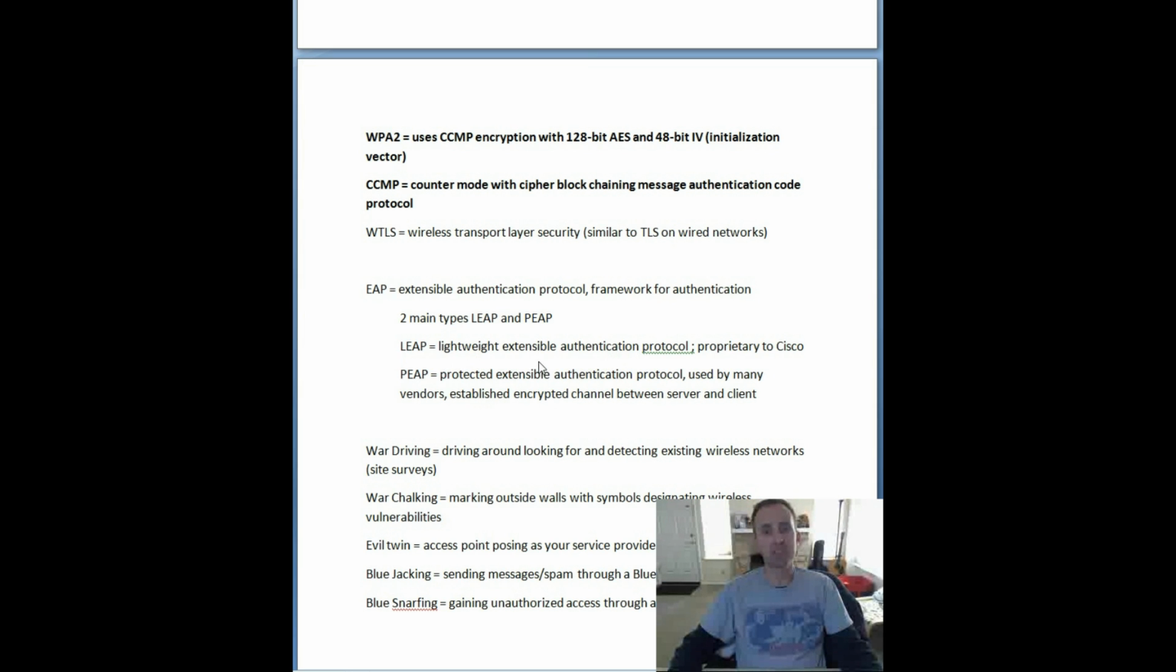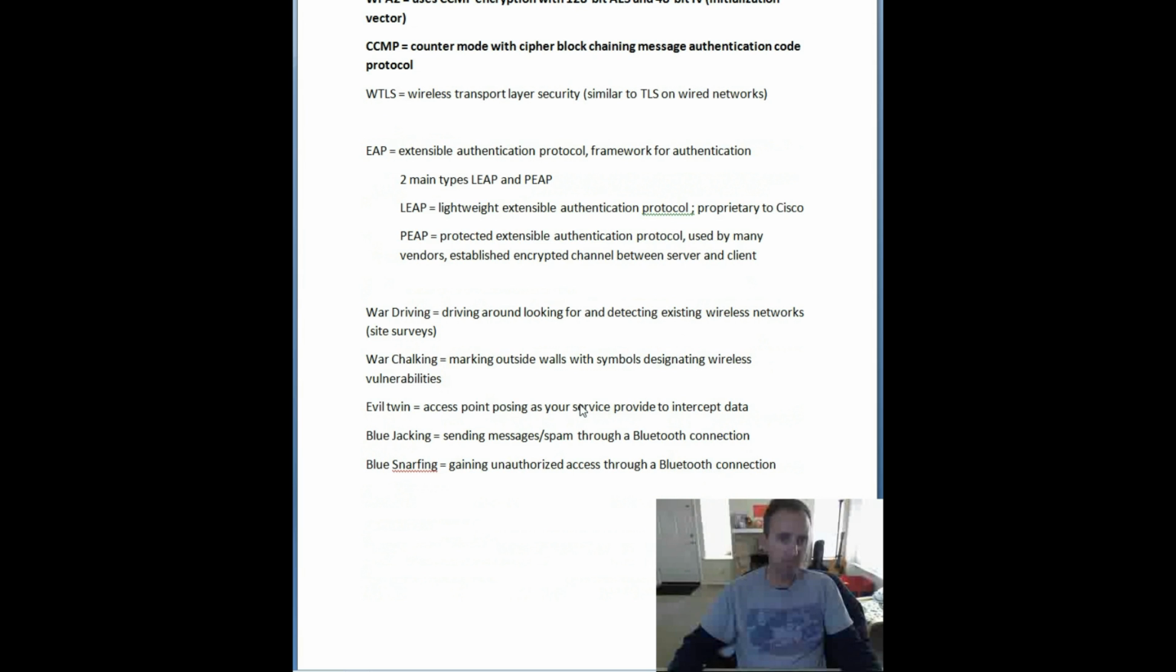LEAP was very lightweight. The L stands for lightweight. This was proprietary to Cisco only. And the newer version was called PEAP, Protected Extensible Authentication Protocol. This was used by many different vendors, including Windows, and it's a way to establish an encrypted channel between your server and your client. And a few attack methods to finish up.